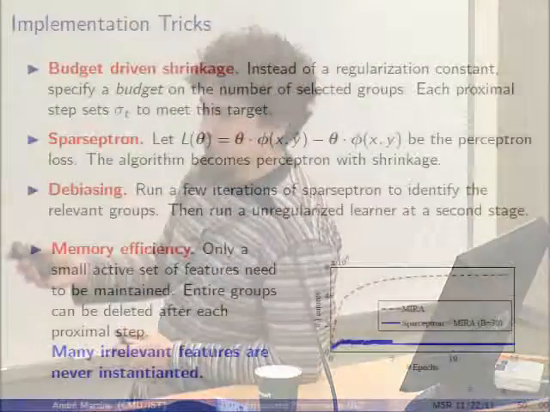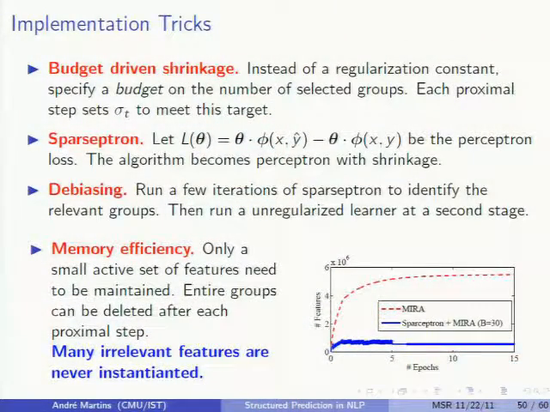All right, so this is showing the memory efficiency, and this is why it is important to use a proximal step here. Each of these things is a different proximal step that is applied, and it guarantees that you are discarding a lot of groups and keeping the memory footprint quite low.